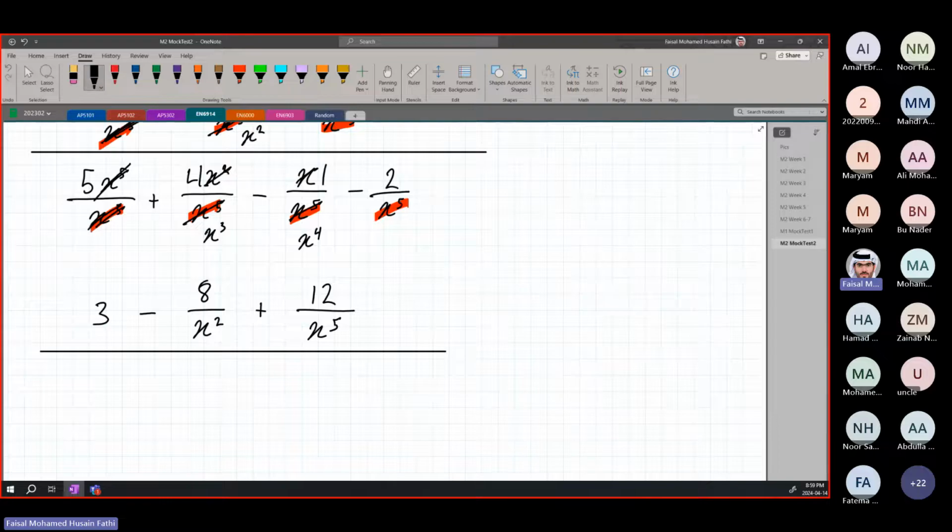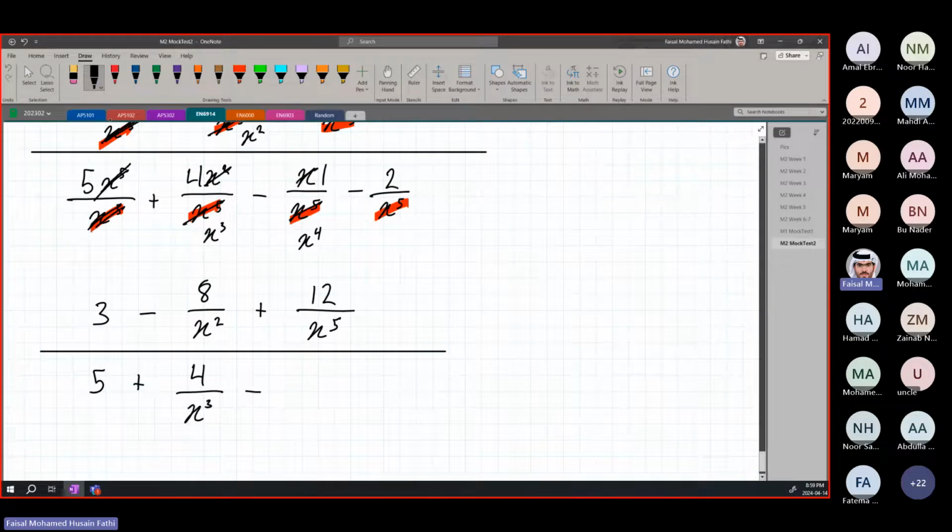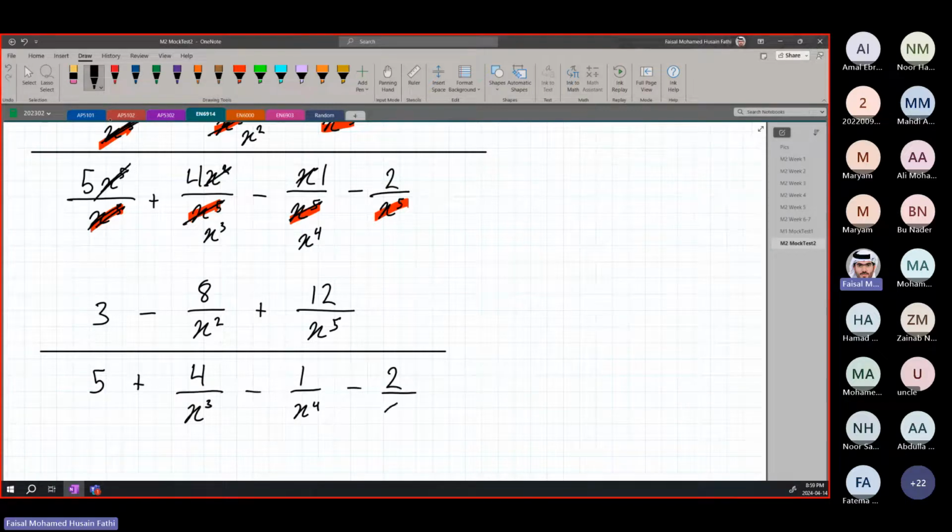I know. Don't worry. I'll explain it all. 5 plus 4 over x cubed. I'm just rewriting the simplification again. Minus 1 over x4 minus 2 over x5.